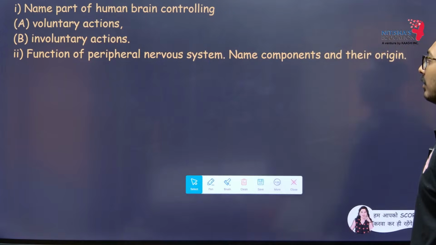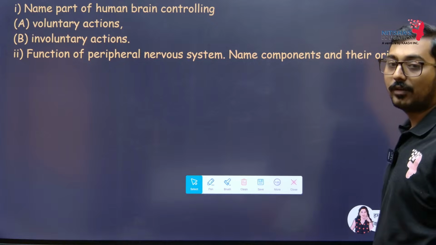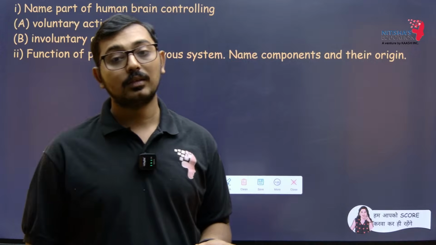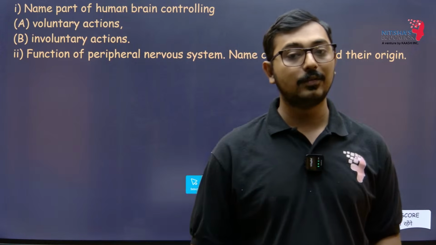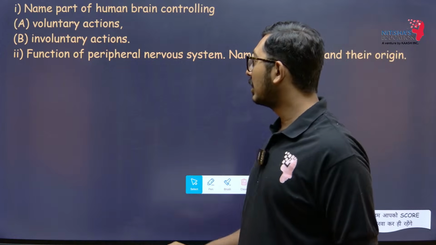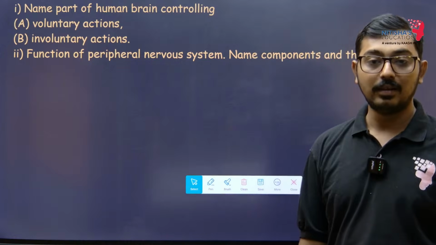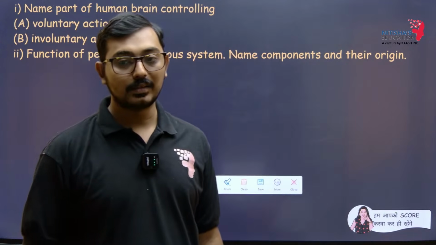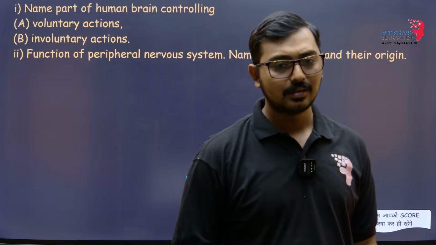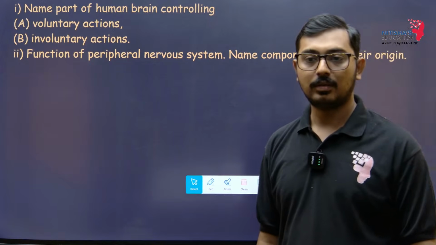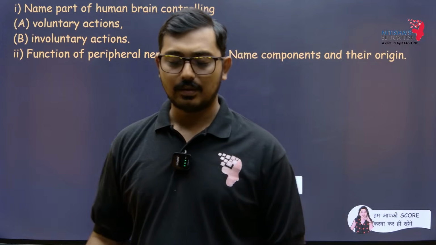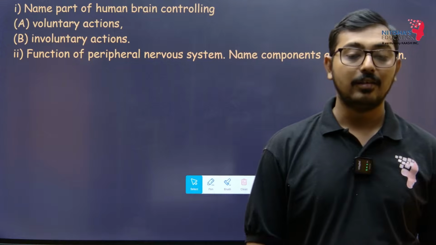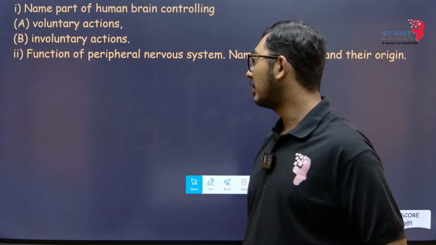Functions of the peripheral nervous system. What is the function of the peripheral nervous system? The communication between the central nervous system and the other parts of the body is done by the peripheral nervous system. The central nervous system means the spinal cord, which is connected with the whole body, and that is functioned by the peripheral nervous system.